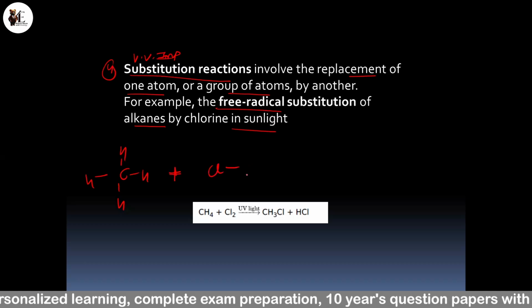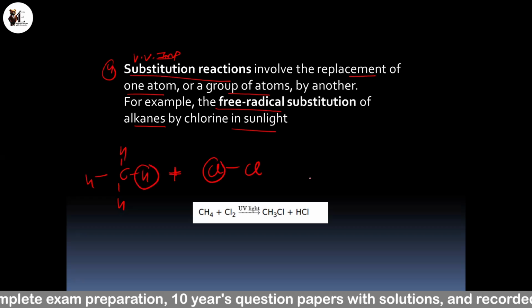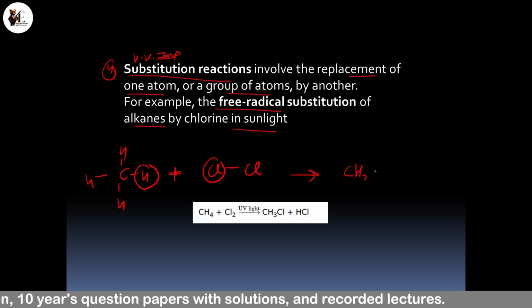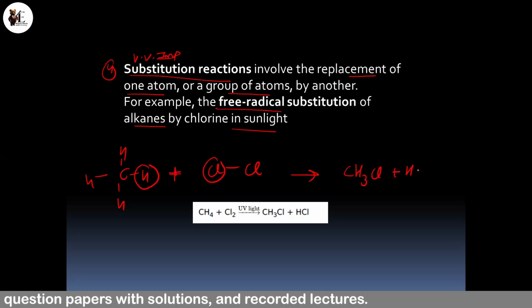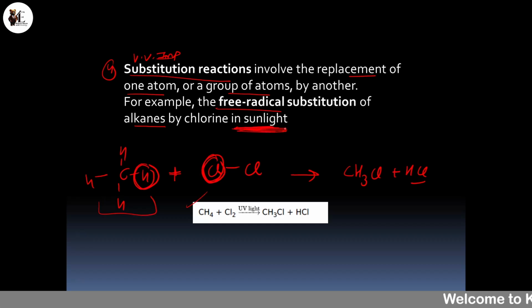So what happens? One chlorine and one H combine together and form HCl. So you can write here CH3Cl plus HCl. Substitution reaction means that this chlorine has substituted the hydrogen of this methane. So it is called a substitution reaction in the presence of sunlight. Sunlight, UV light provides the activation energy for this reaction.